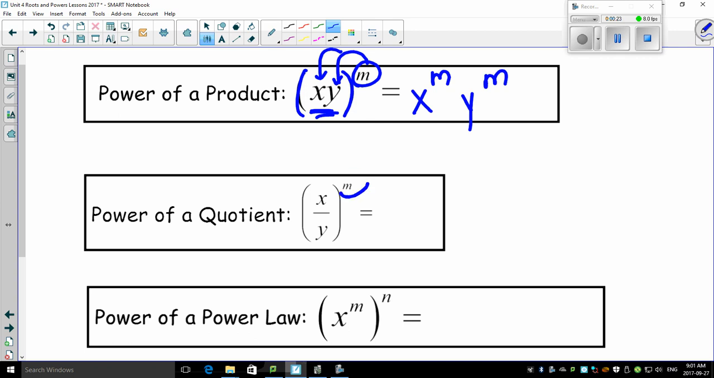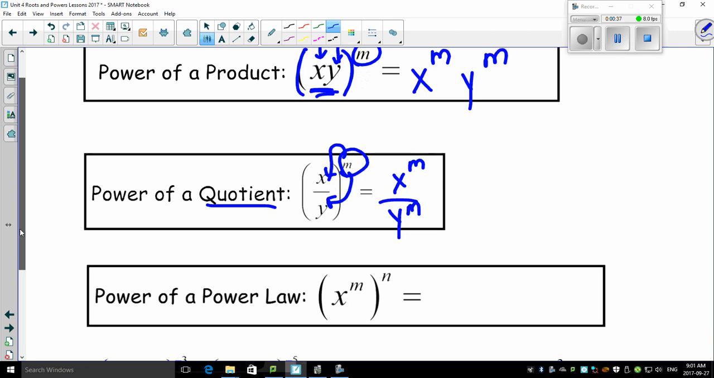Same goes with this. Even though it's a quotient, this still means distribute. Distribute up and distribute down. So this becomes x to the m over y to the m. Interesting. And let's look at the last one.